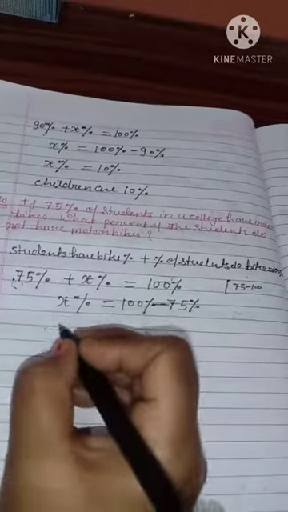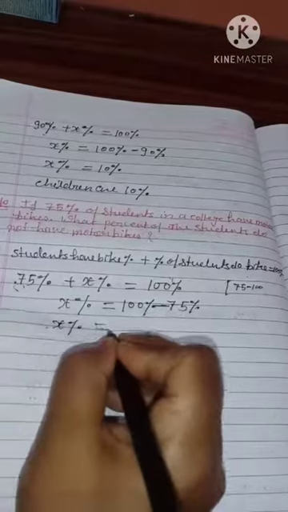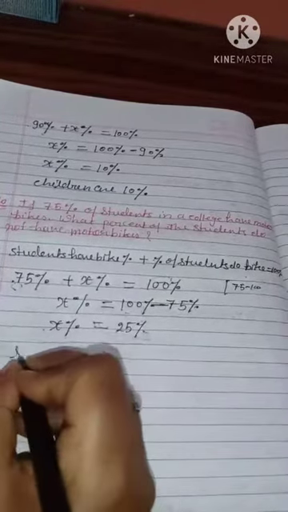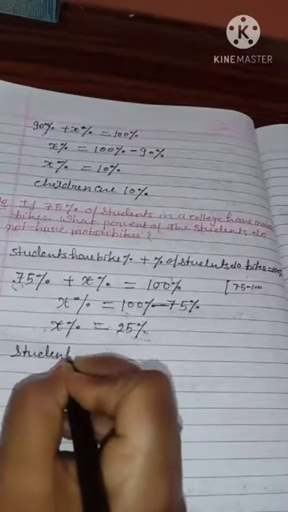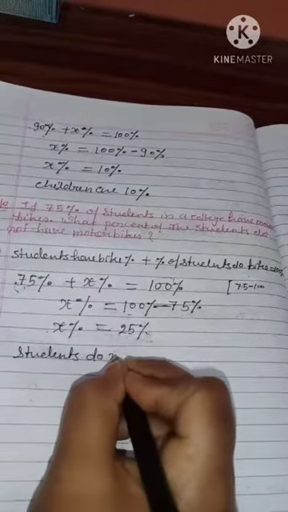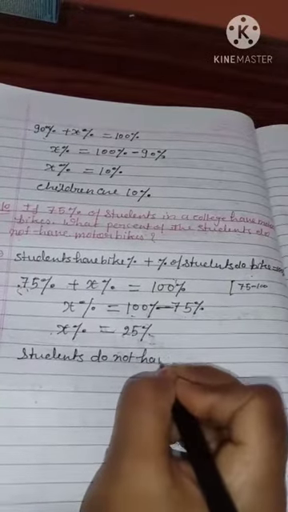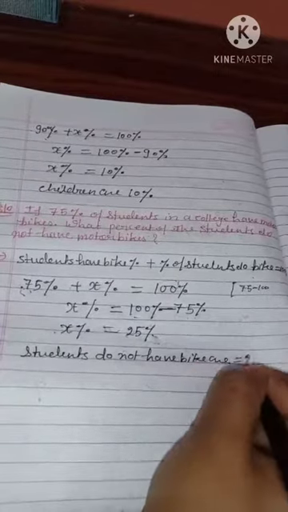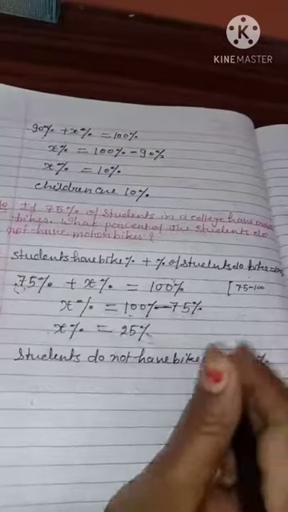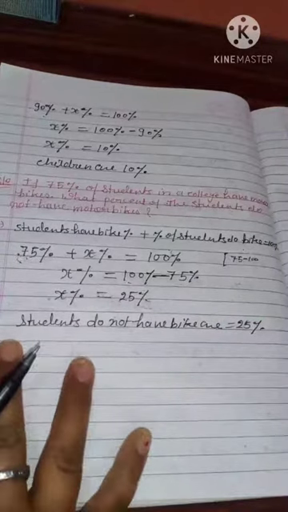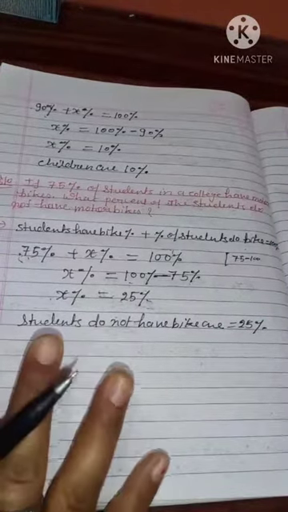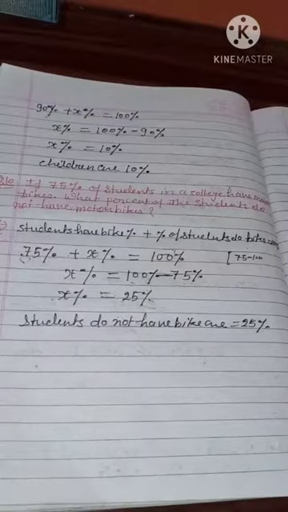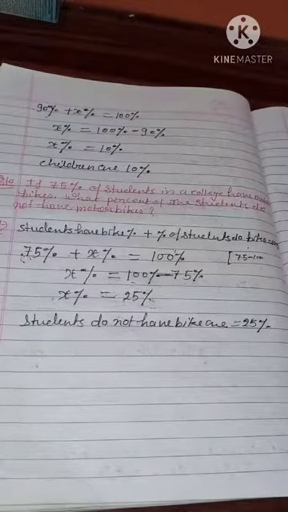Okay, so X% will be equal to how much, beta? 100 minus 75, 25. So here you will write that the students who do not have bikes are 25%. So orally also you can do these kinds of questions. Now today after teaching all these things, I will give you this kind of questions for your practice. It is better that you complete them in your homework.